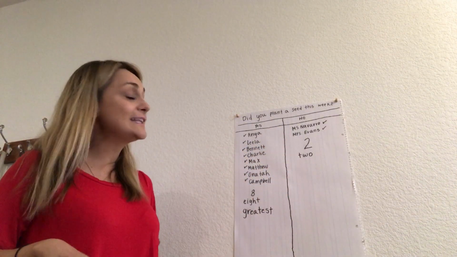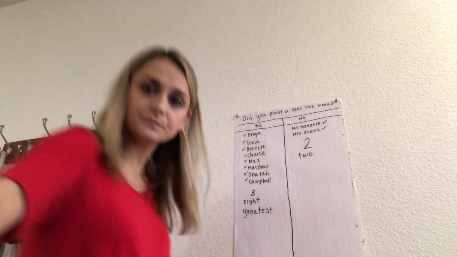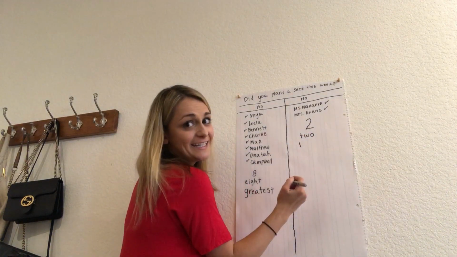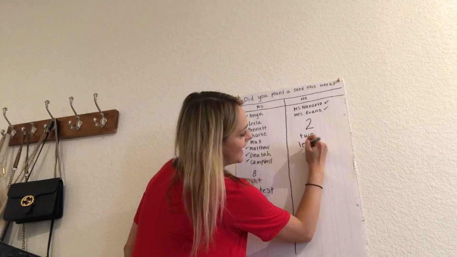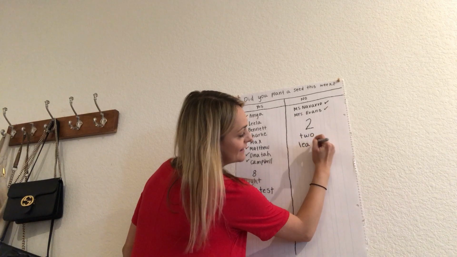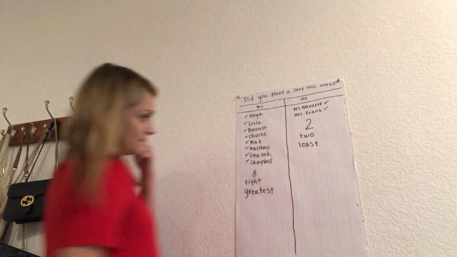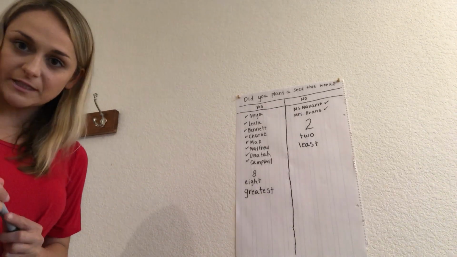So we are going to write least under the number 2. L, E, A, S, T. And there you go. I've completed my survey.